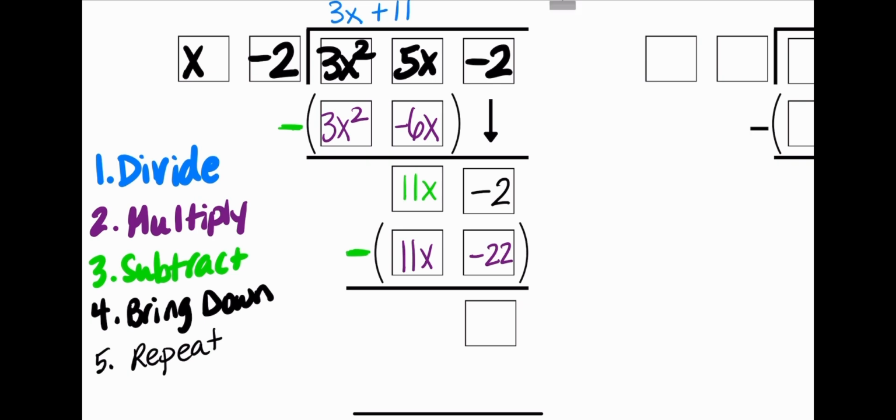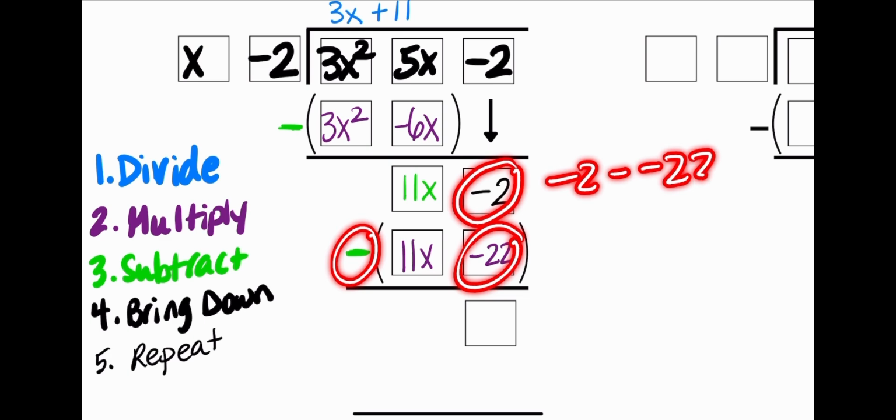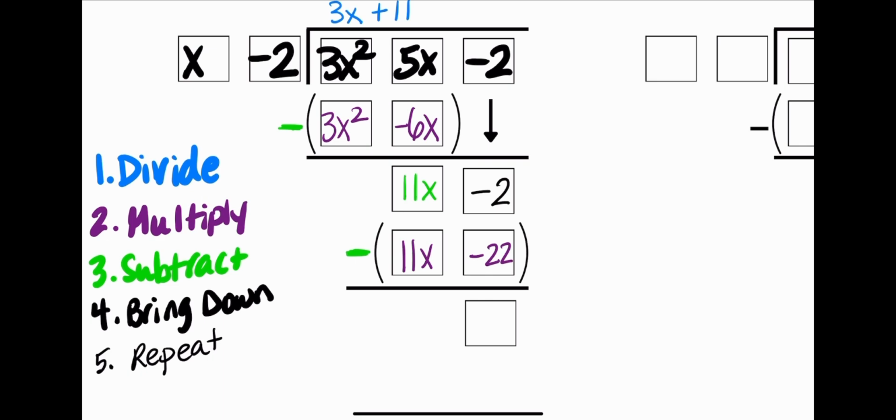Negative 2 minus negative 22. Sorry for making so many mistakes. Negative 2 minus negative 22. That's negative 2 plus 22. So that is 20. Okay.